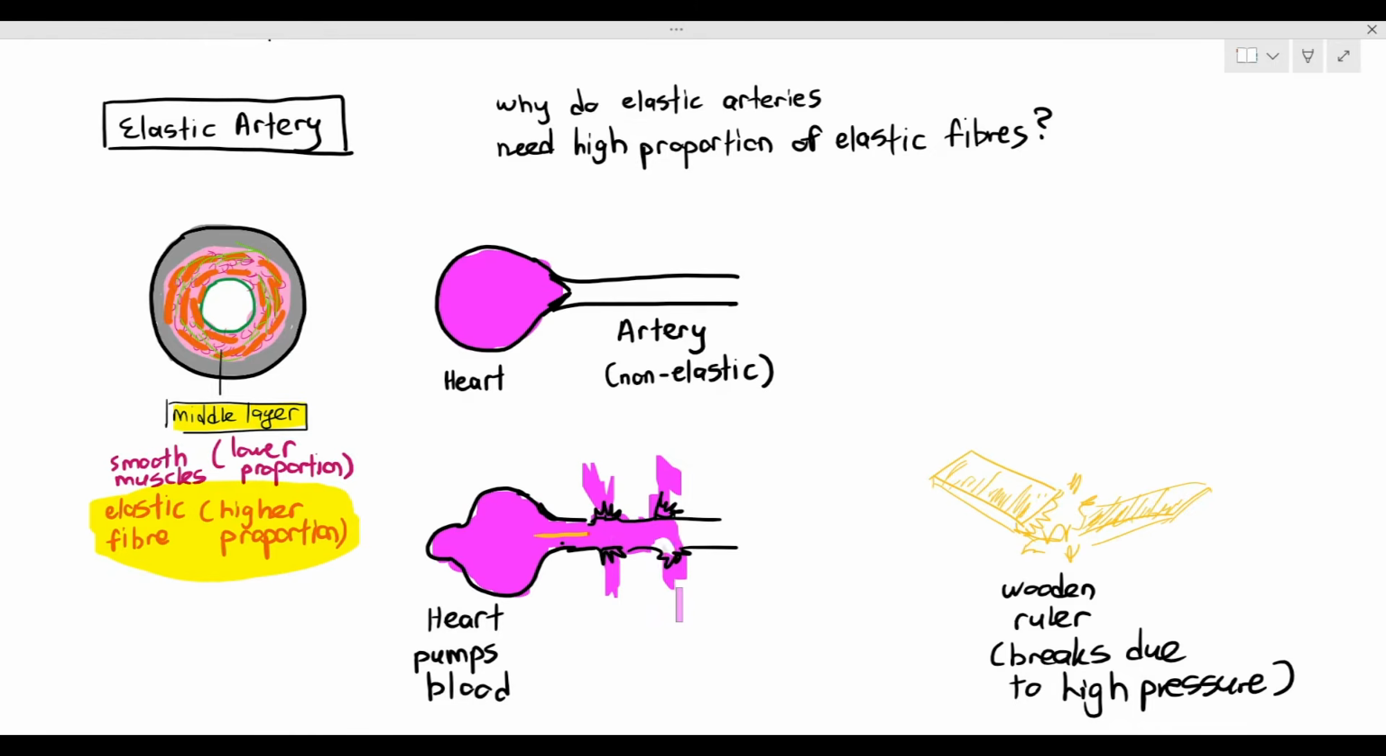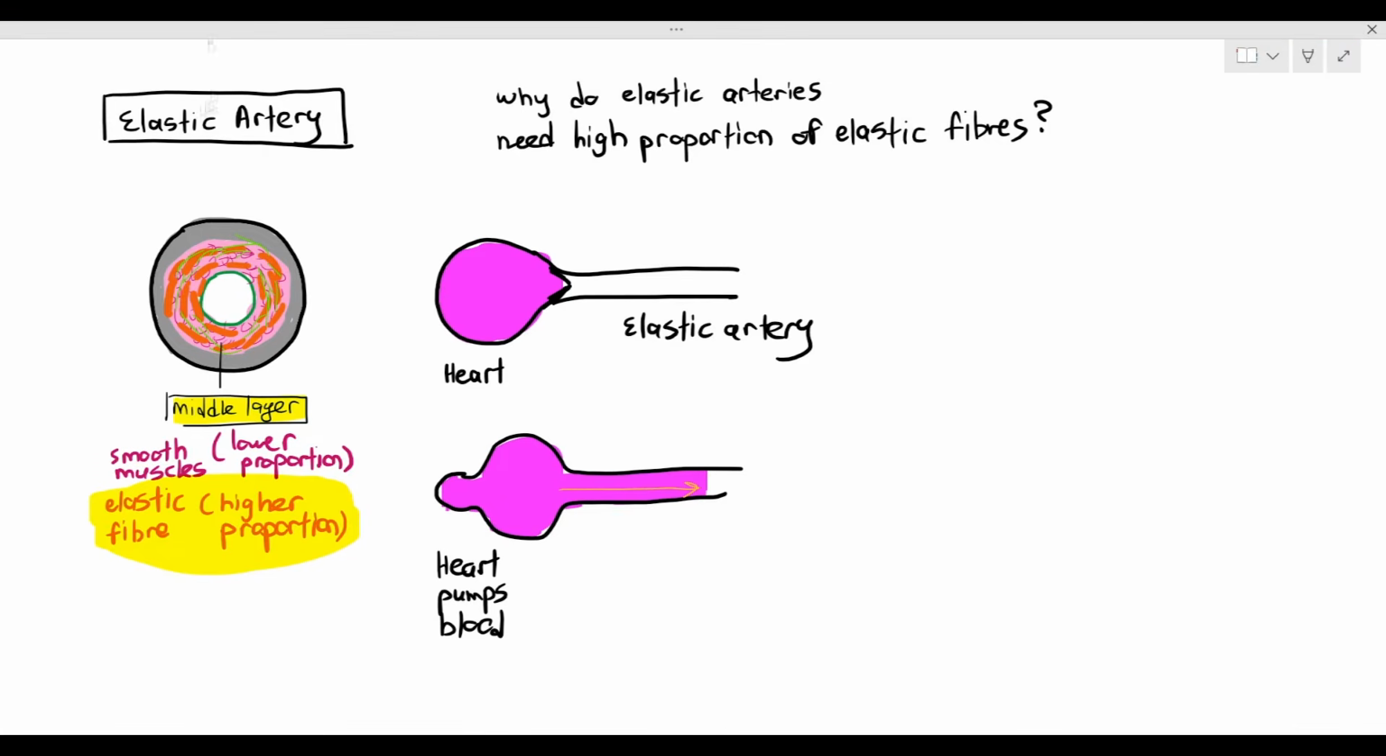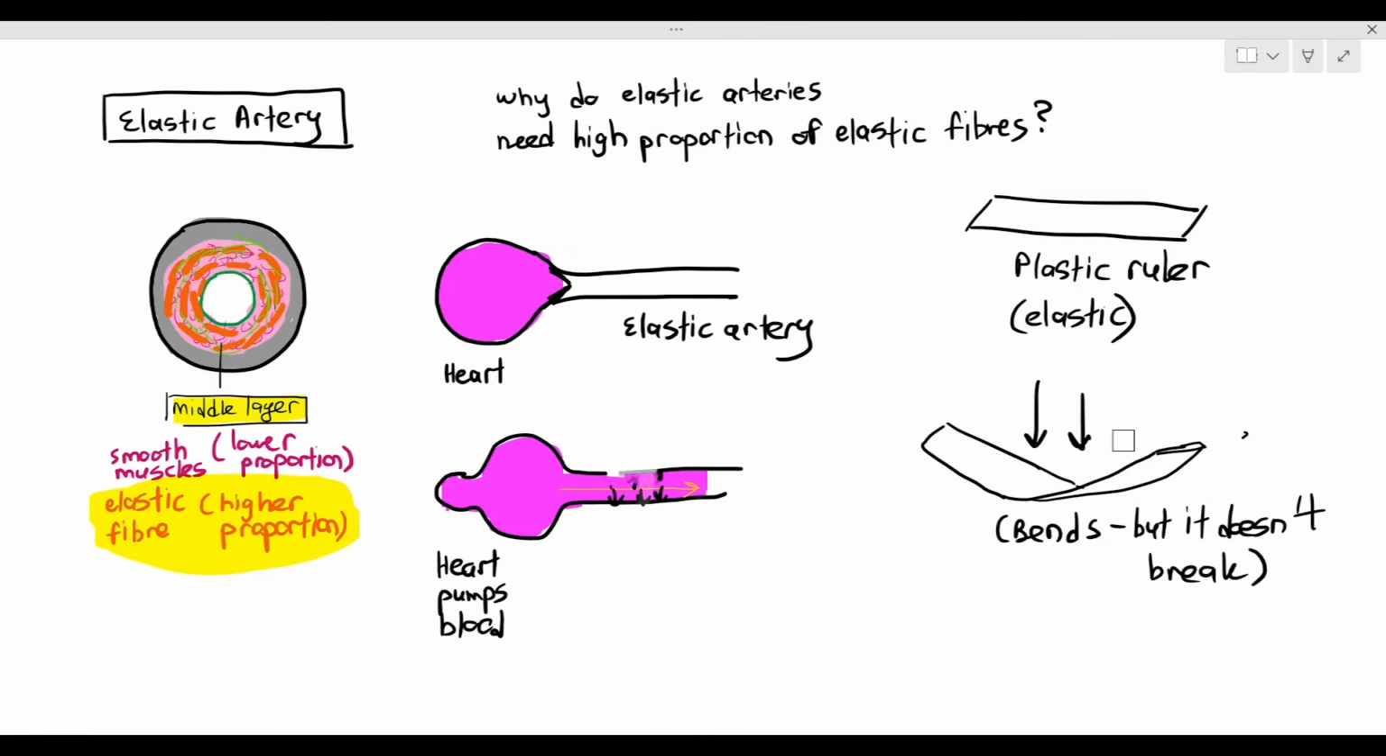This is extremely dangerous because this is called an internal hemorrhage or internal bleeding, and this can be quite dangerous for the person. So the solution to this problem is the artery closest to the heart is quite elastic because when the heart pumps the blood and the pressure in the artery is very high, just like a plastic ruler which is quite elastic, when you apply pressure on the ruler, it bends, but it does not break. Same thing happens to the artery as well. The wall bends outwards or it stretches outwards to accommodate that very high pressure. So that's a good thing.